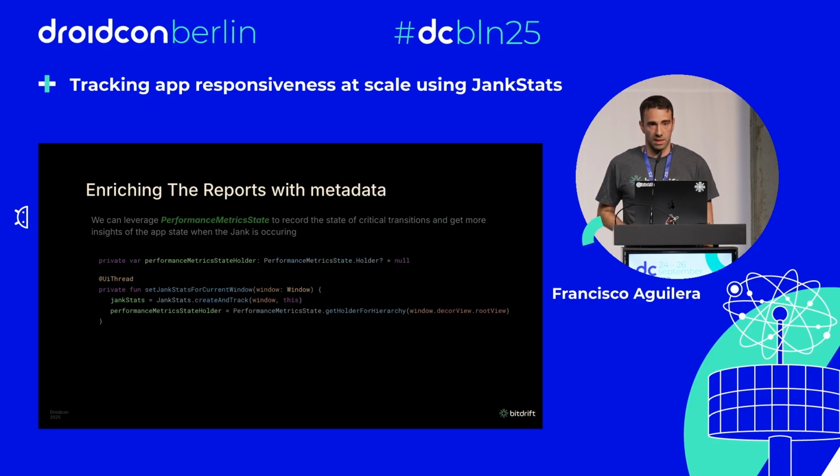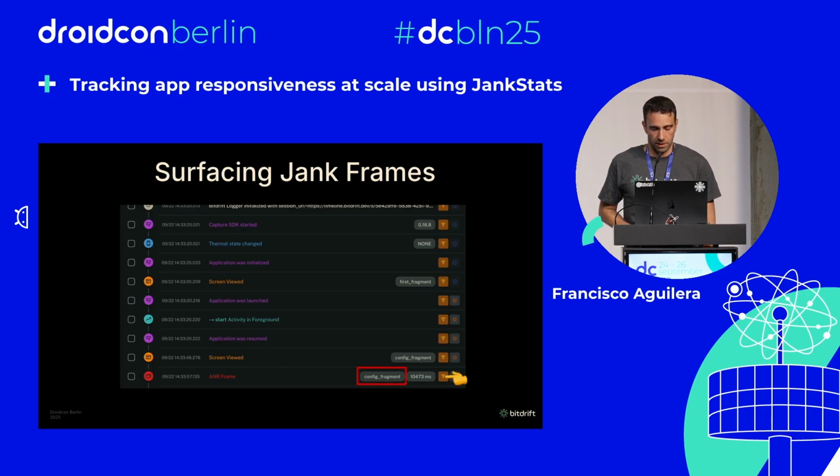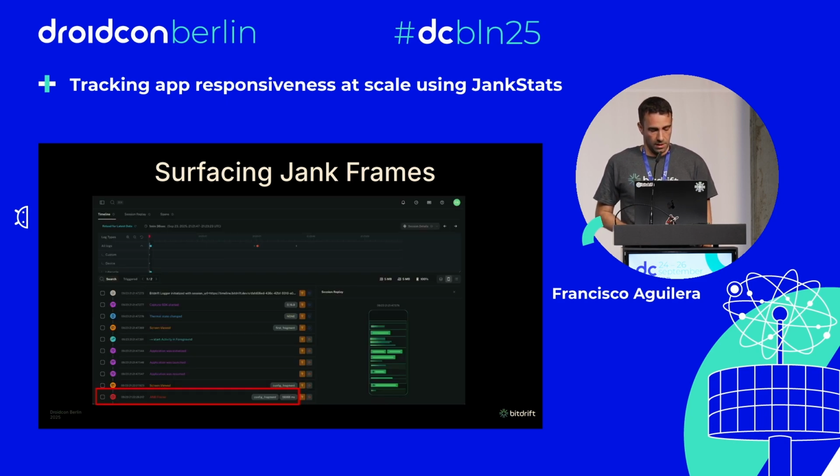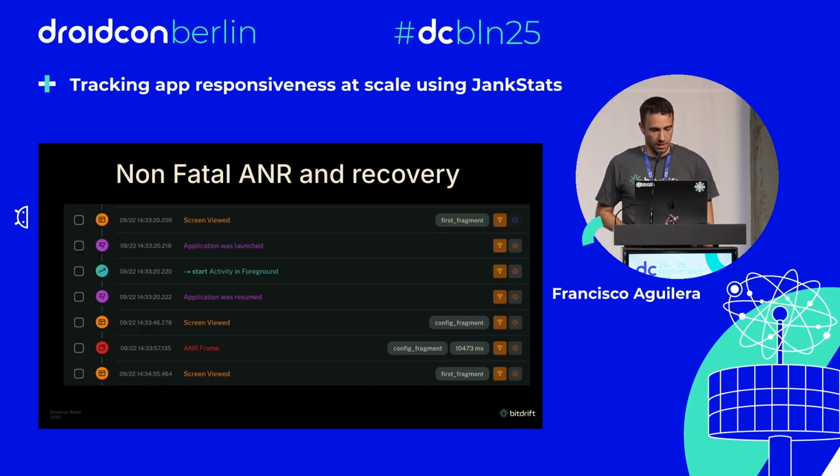It's really easy to set up. When you have the window, when you set up for the first time, you can rely on that current window to set up your holder. And we expose another method for tracking screen changes. You can use that to set up your screen name. And now you have here the fragment or the view that was experiencing this ANR frame. You can see it here with the whole wireframe on the right. This is the configuration fragment. And now you can start investigating production for that user, right? Without having to do any local reproduction.